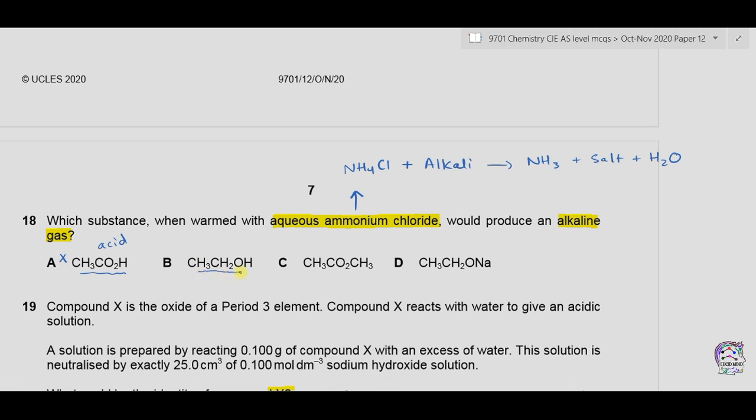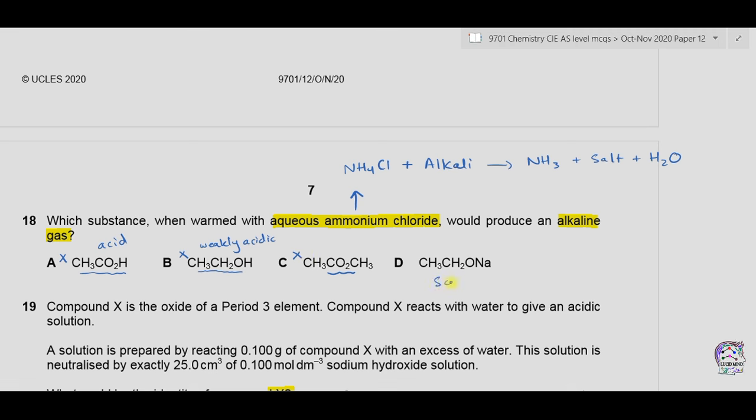B is alcohol. Alcohol is also very weakly acidic, so it won't react with ammonium chloride to form ammonia. C is ester. Ester is neutral in nature. It also does not react with ammonium chloride.